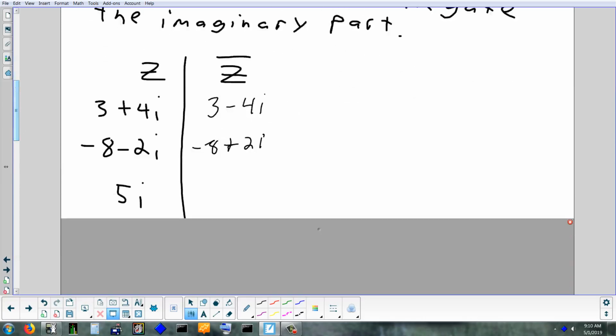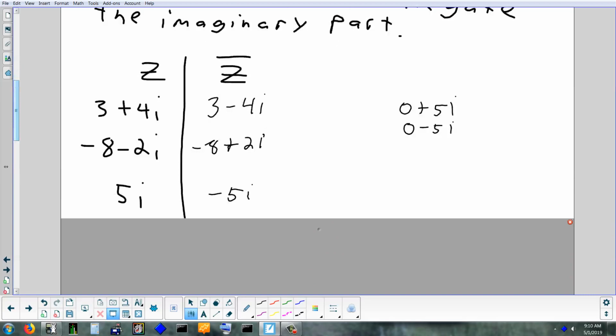How about 5i? What would be the conjugate of 5i? -5i. If you're like, well, that one looks a little different, think of it this way. It's 0 plus 5i. There is no real part. So what's the conjugate? 0 minus 5i.